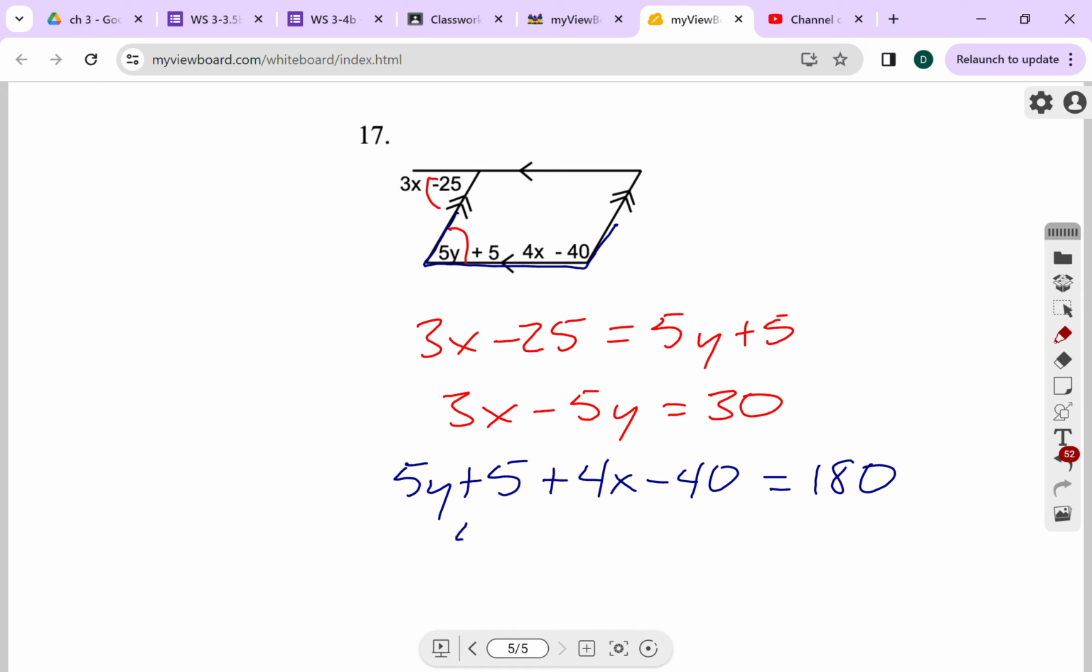So I might flip-flop my 4x and my 5y, and then move those other things over. Again, I would technically have a negative 35 that I'm going to add to my 180. So that's going to give me 215. Otherwise, now with those two terms, I should be able to just cancel out the 5y right away.